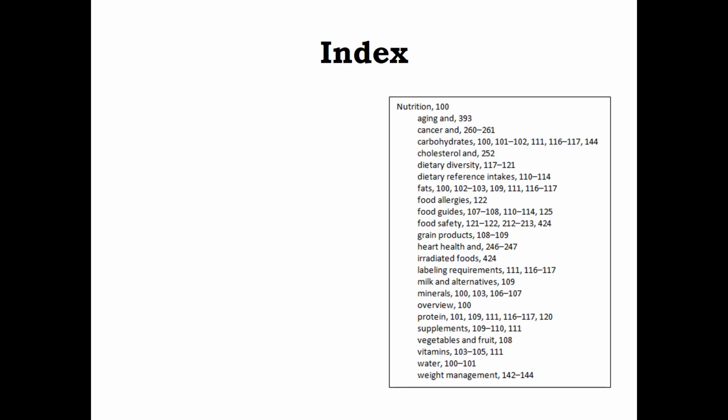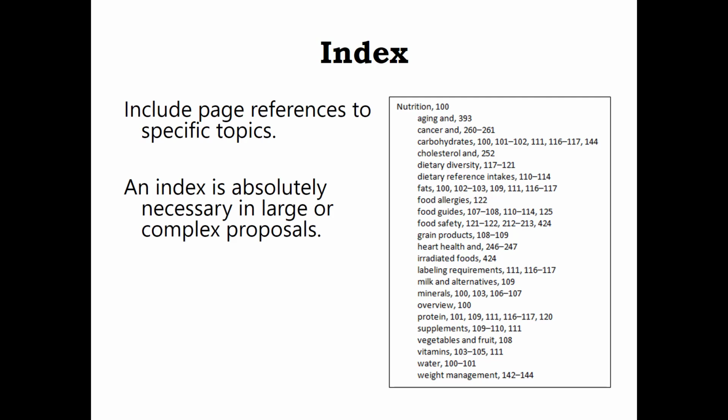An index. An index tells the reader where you can find a particular topic. On what page do these ideas appear? If you have a very, very large proposal, then it's absolutely necessary to include an index. At the same time, if you have a fairly short proposal, and the one you all will be writing for this class is only going to be about 6 to 10 pages in the main body, you don't really need an index.